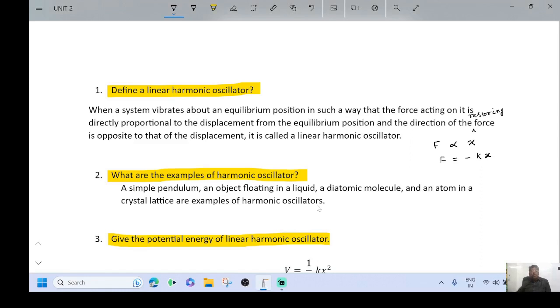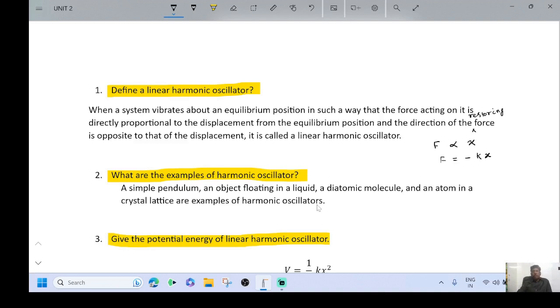See the first question. Define a linear harmonic oscillator. When a system vibrates about an equilibrium position in such a way that the force acting on it is directly proportional to the displacement from the equilibrium position, and the direction of the restoring force is opposite to that of the displacement, it is called a linear harmonic oscillator. Mathematically, we can write force is directly proportional to displacement, F = -kx. Here, the negative sign implies that the restoring force is acting in a direction opposite to that of the displacement.